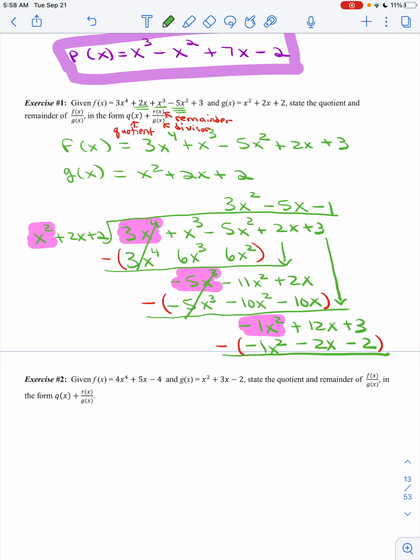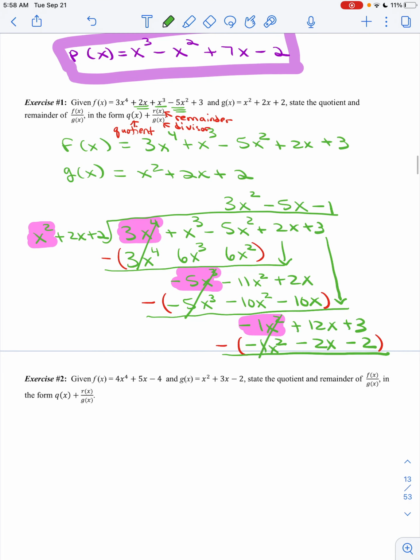Okay, so negative 1x squared minus negative 1x squared, that's going to cancel out. 12x minus negative 2x is 14x, and 3 minus negative 2 is 5. So our remainder would be 14x plus 5. I'm going to put that up here, plus 14x plus 5 divided by the divisor, which is a trinomial x squared plus 2x plus 2.